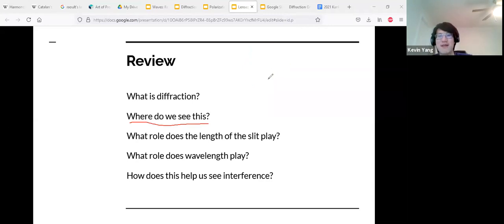Oh, there's this really cool lab that you can do in physics class. You should do physics. Physics is fun.